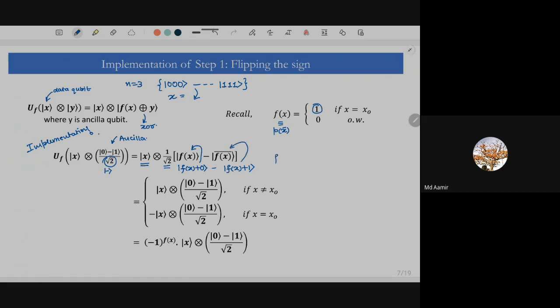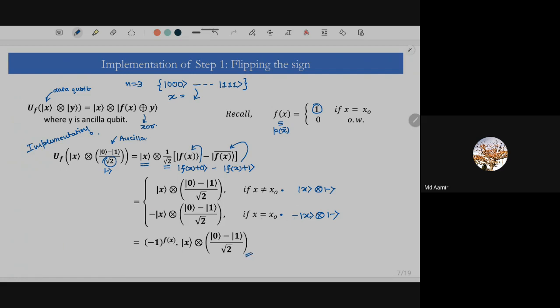So, let's say if f of x is 0, then f of x bar will be 1. This is what it means. And then if we try to simplify for two conditions, that x is not equal to x naught, and for the solution x equals x naught, we will see the same thing here: x tensored with the minus ket state, and this will be minus of x tensored with the minus ket state. So we got the same thing which we fed into the unitary, except we have a negative sign for x equals x naught.